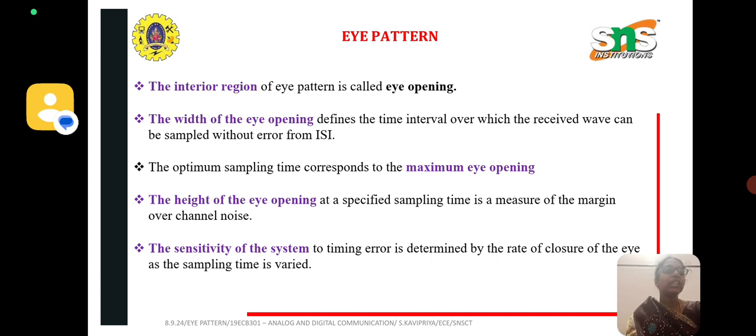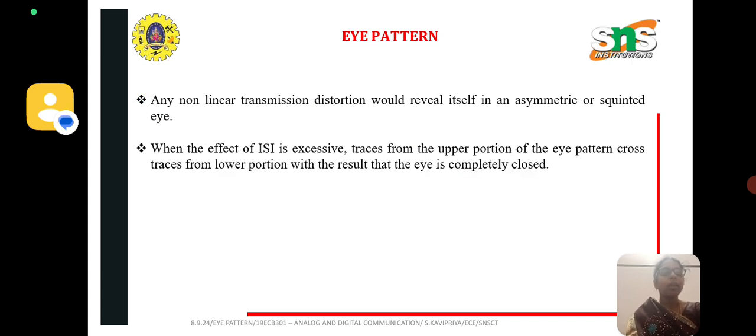The interior region of the eye pattern we call the eye opening. The width of the eye opening defines the time interval over which the received wave can be sampled without any error from ISI. The optimum sampling time corresponds to maximum eye opening. The height of the eye opening at a specified sampling time is a measure of margin over channel noise. The sensitivity of a system to timing error is determined by the rate of closure of the eye as sampling time is varied. Any nonlinear transmission distortion would reveal itself in an asymmetric or a squinted eye.